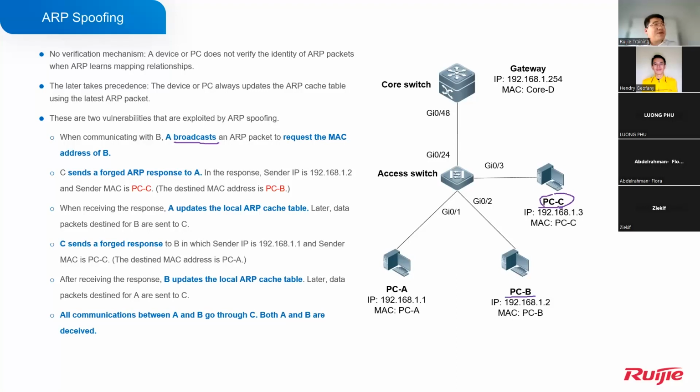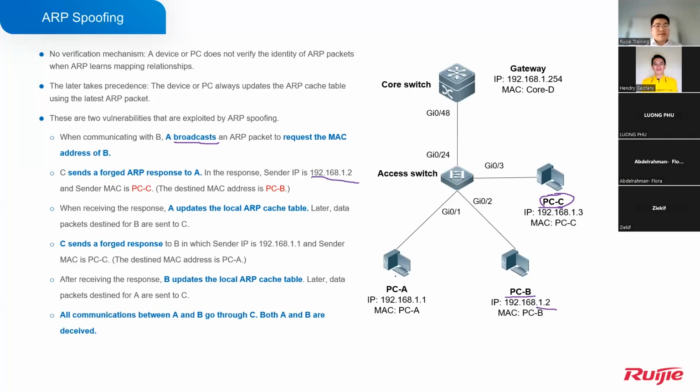the MAC address is broadcast, but the IP address is the IP of PCB. So normally, PCC will just ignore it. But for some reason here, for example, PCC is an attacker. So C sends a forged ARP response to A. In the response, pay attention here, the sender IP is that of PCB, 1.2, while the MAC is PCC. So after receiving the reply from PCC, PCA cannot tell it's an attack from an attacker. It will just record it into the local ARP table.